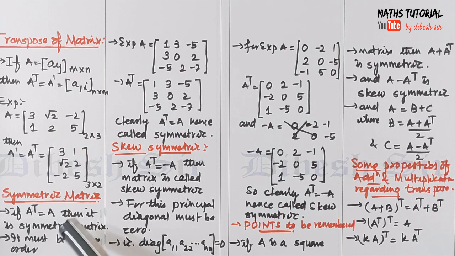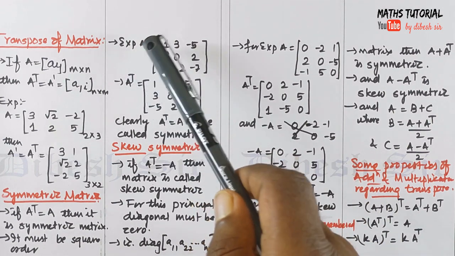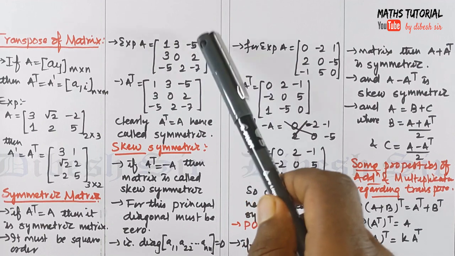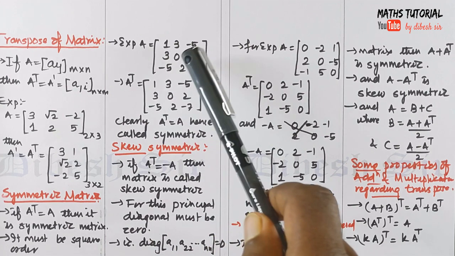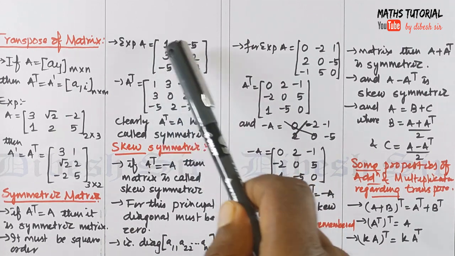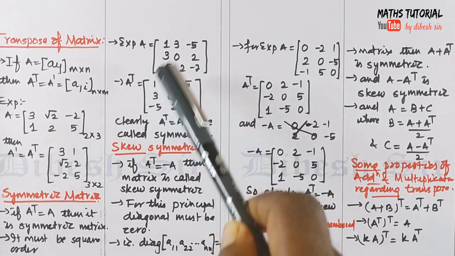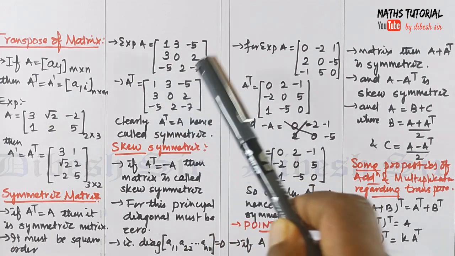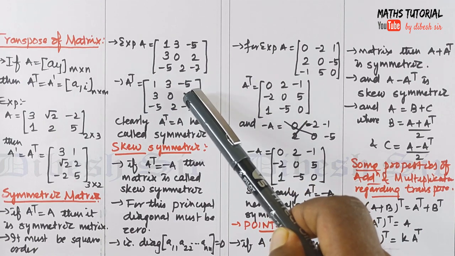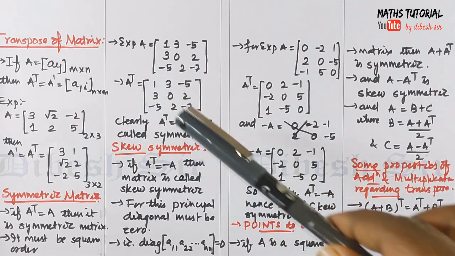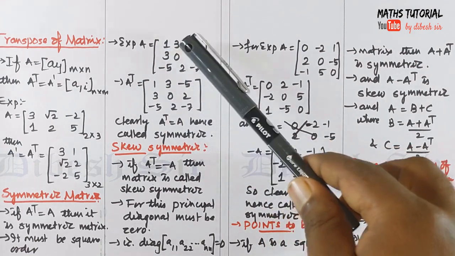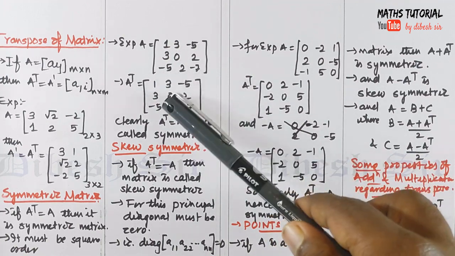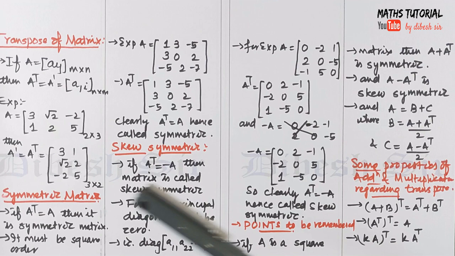Next, symmetric matrix. If A transpose is equal to A, then it is a symmetric matrix. It must be of square order. Example, if A is equal to 1, 3, minus 5; 3, 0, 2; minus 5, 2, minus 7, then A transpose is, row changes to column, 1, 3, minus 5; 3, 0, 2; minus 5, 2, minus 7. If you see the values of A transpose and A, both are equal. That's why it is called a symmetric matrix.